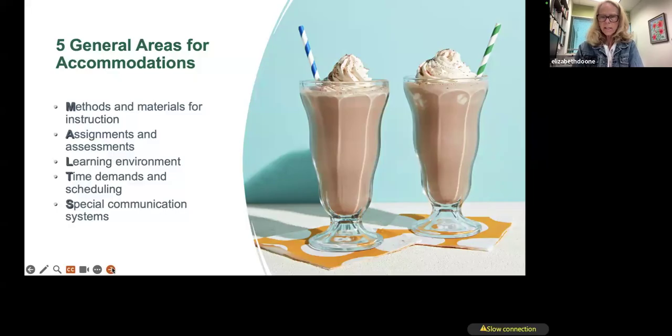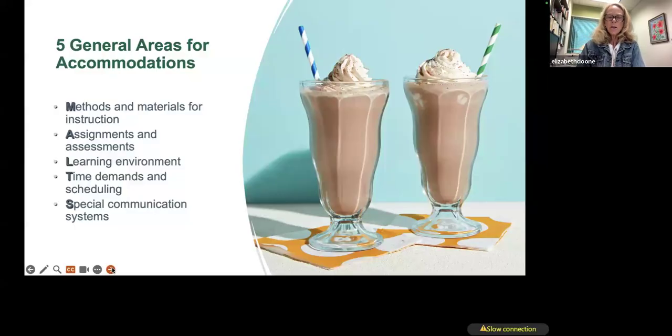And again, this one's very obvious. I think somebody said earlier that physical disabilities are some of the easiest. So making sure that my aisles are wide enough in my classroom for a wheelchair, those kinds of things, but also maybe some seating. I can look at time demands and scheduling. So the T is time demands and scheduling options for my students.